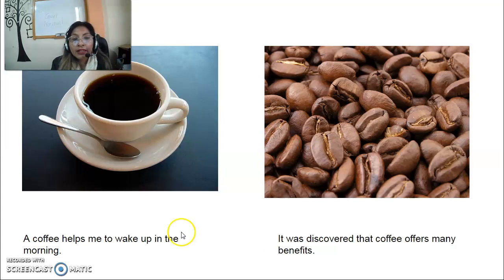Here we have another example. It was discovered that coffee offers many benefits. Coffee. Here we are talking about coffee in general, not a cup of coffee. I am talking about coffee in general. So, if it is coffee in general, this is a non-count noun. But if I am talking about a cup of coffee, this is a count noun.